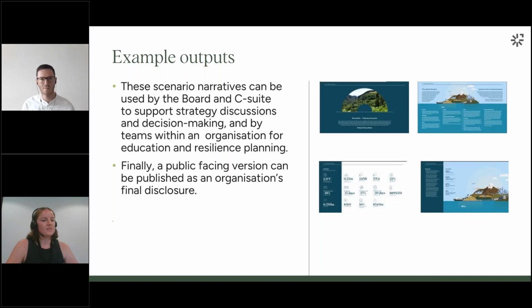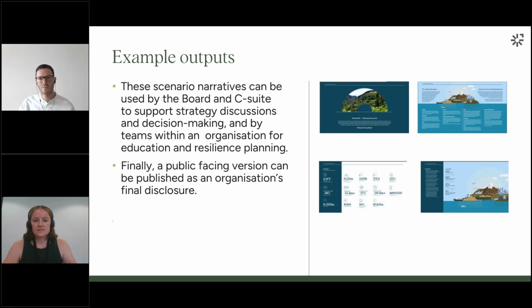Great. So these scenario narratives can be used to support strategic discussions and decision making. So kind of testing your business's strategy against these narratives to question whether your strategy is resilient to how climate change could pan out, or whether you need to make some adjustments. So it can also be used to kind of upskill and educate within an organization, and yeah, like I said, planning for climate resilience. And then finally, a public-facing version can serve as a climate disclosure in line with the TCFD or ISSB standards, or whichever standard you might be subject to. There are so many more developing.